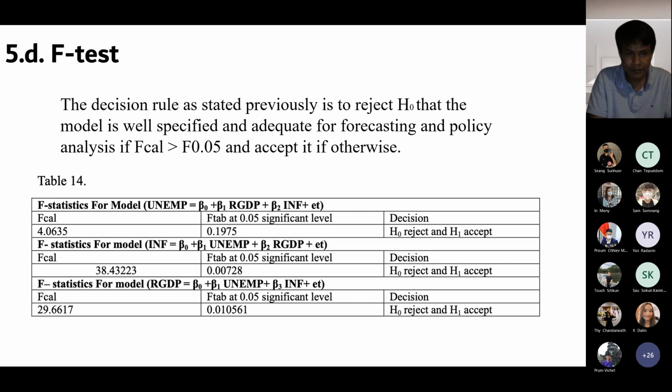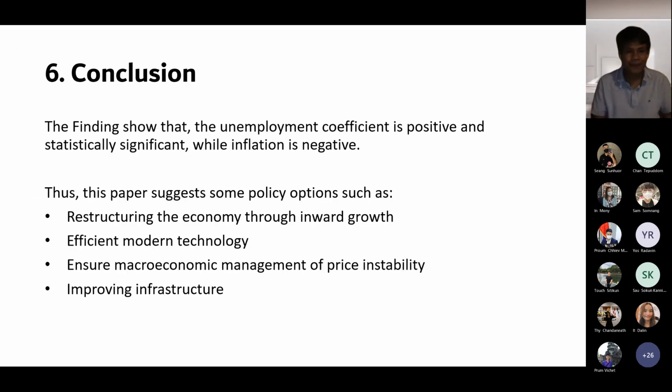And the F-test. For the F-test, the decision rule as stated previously is to reject the null hypothesis that the model is well specified and adequate for forecasting and policy analysis if F critical is bigger than F 0.05, and accept it otherwise. Just move to the conclusion.